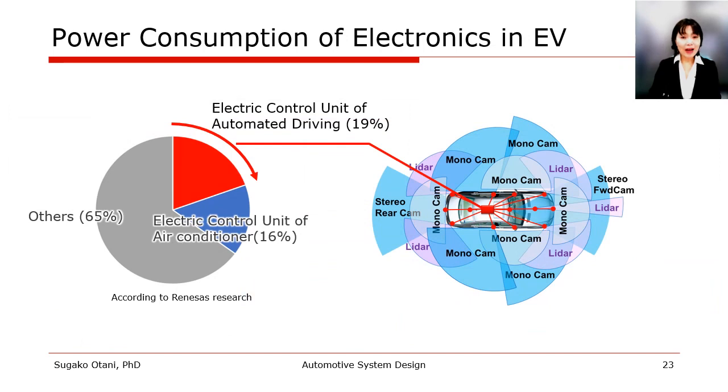However, the higher the computing performance, the higher the power consumption. Among the electronic devices installed in EVs, the control unit for automated driving consumes the largest amount of power. This is because as the level of automation increases, information from many sensors must be processed. The cost impact is significant.